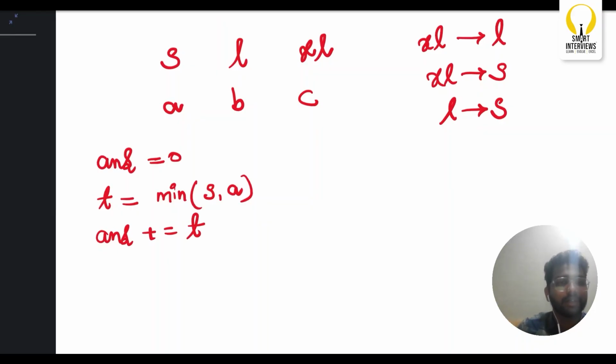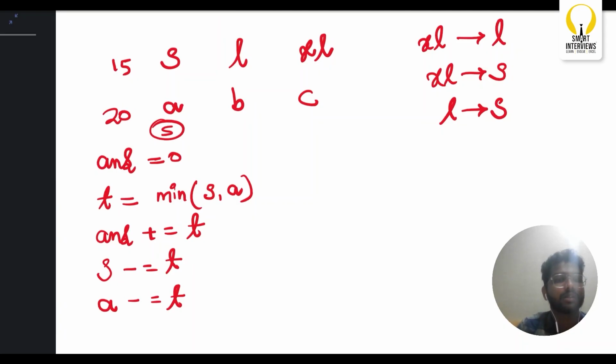And if there are 15 and 10, let's say if 10 people are satisfied, then the remaining S t-shirts are 5, right? So I have to maintain that thing also. So S minus equals T, and I have to maintain also the number of people who are still in the requirement, right? Which is A minus equals T. Let's say this is 20. That means there are 5 more people who need the S size t-shirt, right? So I'm maintaining that count here.